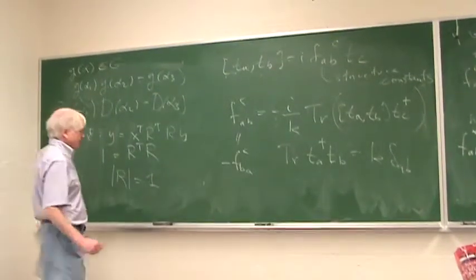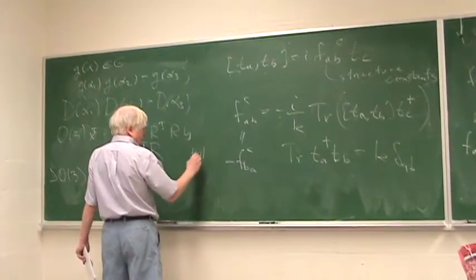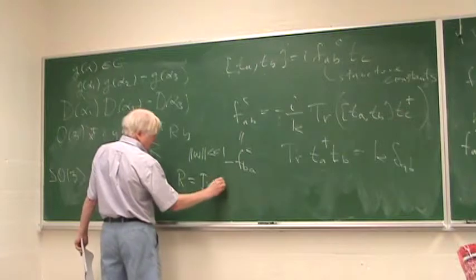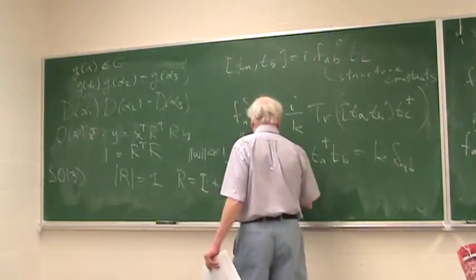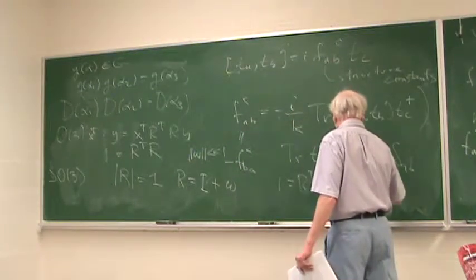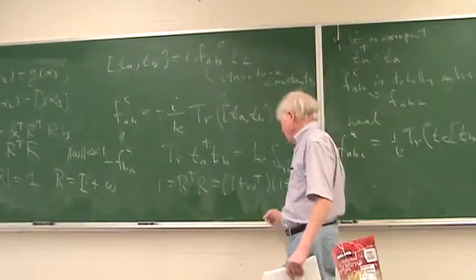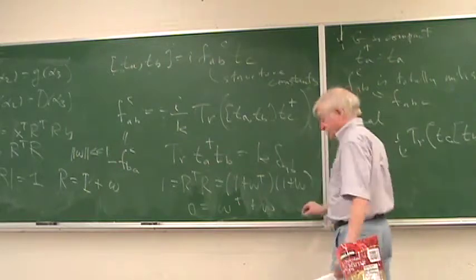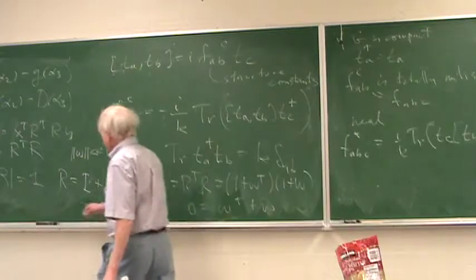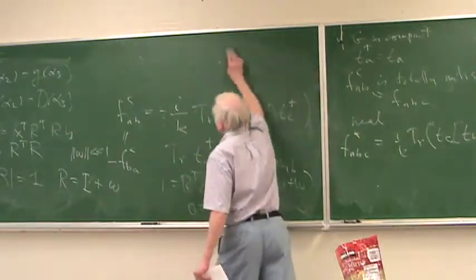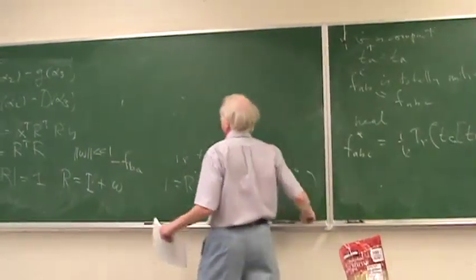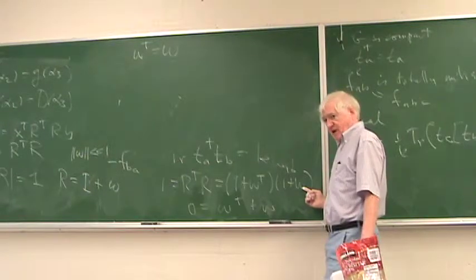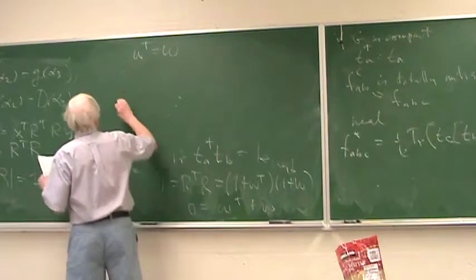These are the rotations. And so if omega is small, so the norm of this thing is much less than 1, then we can say that R is the 3x3 identity plus omega, and then the rule 1 equals R transpose R tells you that (1 plus omega transpose)(1 plus omega) is 1. And this tells you that 0 is omega transpose plus omega. So omega must be an anti-symmetric matrix. So we learned this, I'm repeating from last time. Notice I ignored omega transpose omega because it's tiny squared.